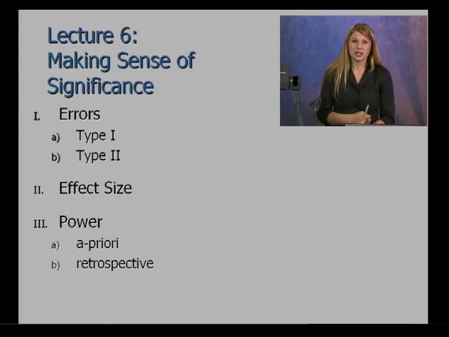We'll talk about 2 different types of error, type 1 error and type 2 error. Then we'll talk about importance, or how drastic the effects are of what you're looking at, which we call effect size, which is different than significance. And then we'll look at power, different types of power, your ability to detect a difference between groups. And we'll look at both a priori and retrospective power.